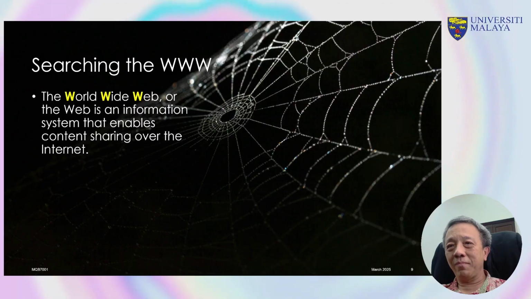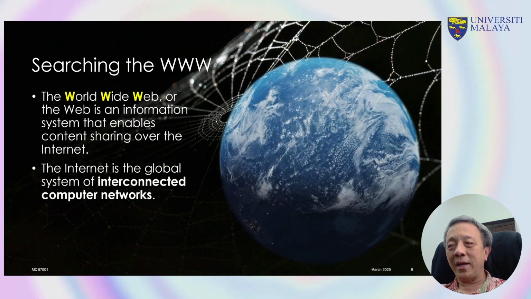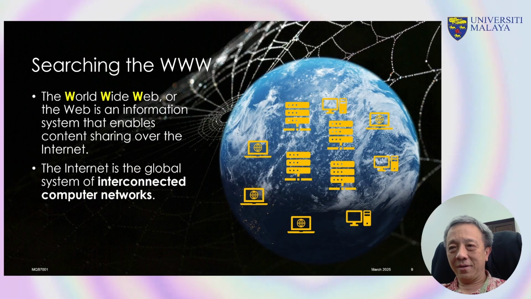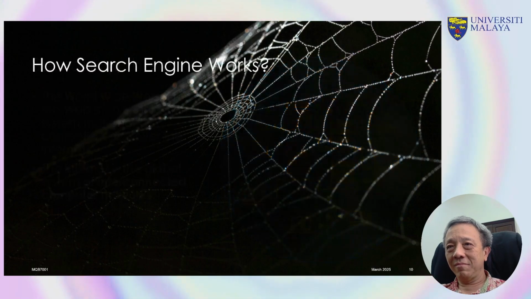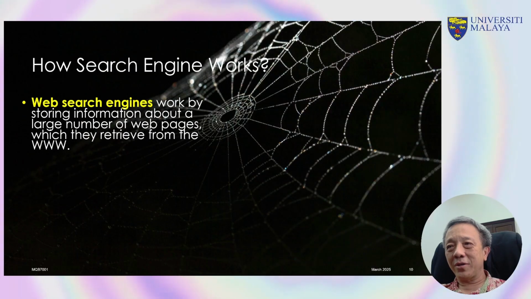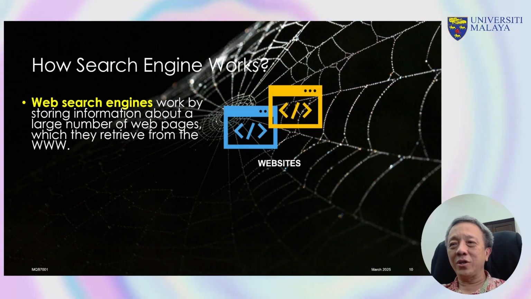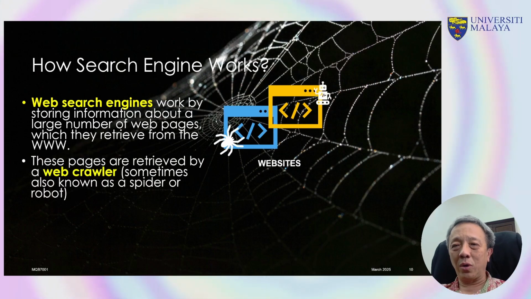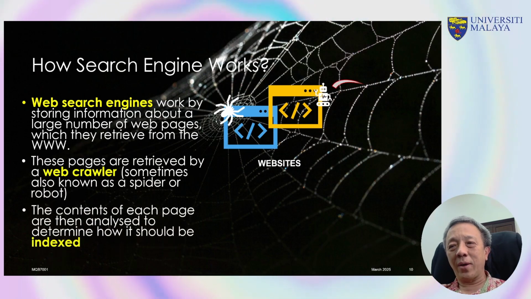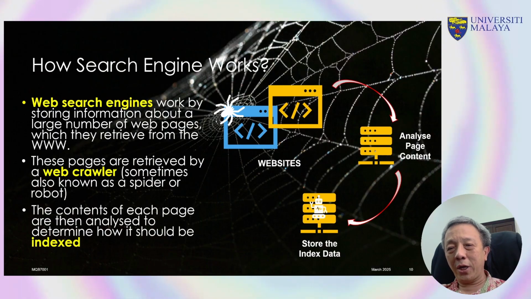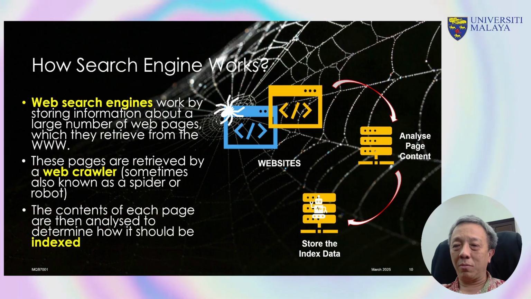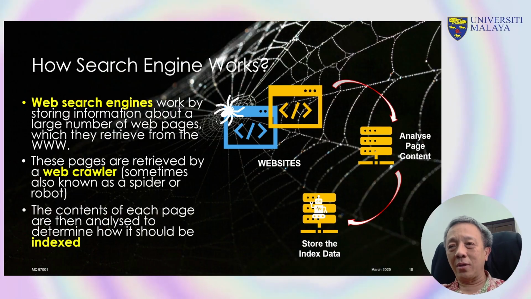The World Wide Web, or the web, is an information system that enables content sharing over the internet. The internet is a global system of interconnected computer networks. A web search engine works by storing information about a large number of web pages which it retrieves from the World Wide Web. These pages are retrieved by a web crawler, sometimes known as a spider or robot. The content of each page is then analyzed to determine how it should be indexed.